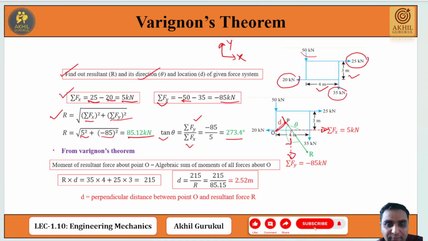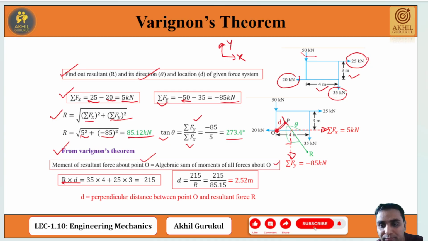सो अब वरिंगम थ्योरम अप्लाई करेंगे तो अकॉर्डिंग टू वरिंगम थ्योरम, moment of resultant force about point O should be equal to algebraic sum of moment of all forces about point O. तो point O के about हम लोग मूवमेंट देखेंगे रिजल्टेंट का. तो रिजल्टेंट का मूवमेंट होगा R इंटू डी, R इंटू परपेंडिकुलर डिस्टेंस फ्रॉम O to P is D, equal to moment of all forces about the point O.